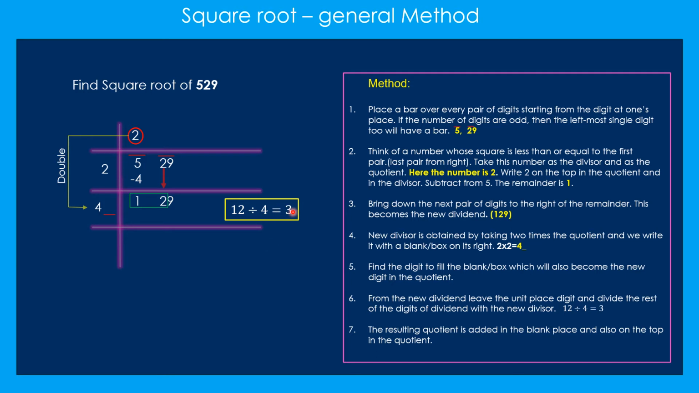So this 3 is filled in the blank space, and this 3 will also go on top in the quotient. After we write 3 in the blank space as well as above in the quotient, we do 43 times 3, and we get 129. So you subtract and you get the remainder 0. So the square root of 529 is the quotient we get here, that is 23.